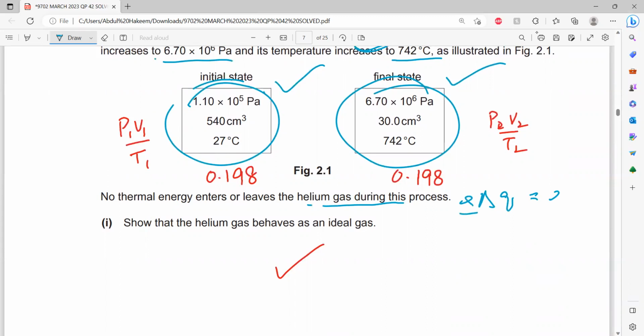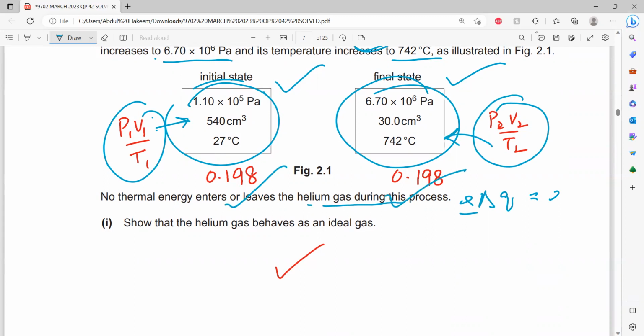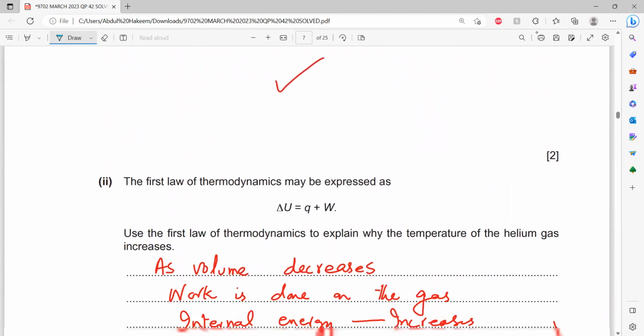Show that the helium gas behaves as an ideal gas. So we will calculate P1 V1 over T1 for the first situation, and P2 V2 over T2 for the second situation. After the change of the volume, both answers are coming the same. It means the gas is ideal because PV over T is constant. It means the gas is obeying all gas laws, so it's an ideal gas.